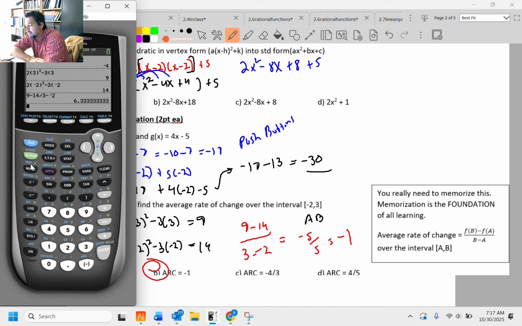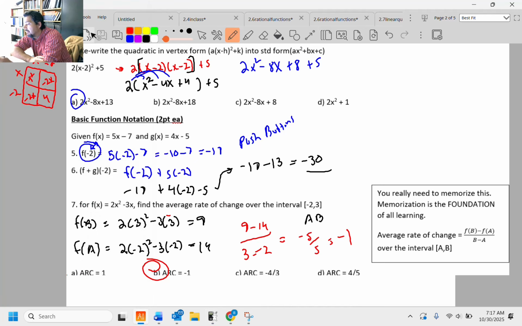You go to math, you go to num, you go to n over d. Although honestly, it takes longer to type this in than it would just to do the calculations. Minus a negative 2. I told you it was negative 1. It wasn't kidding.